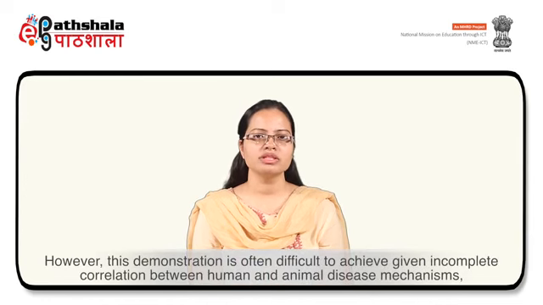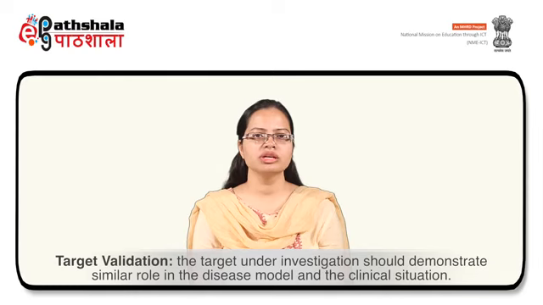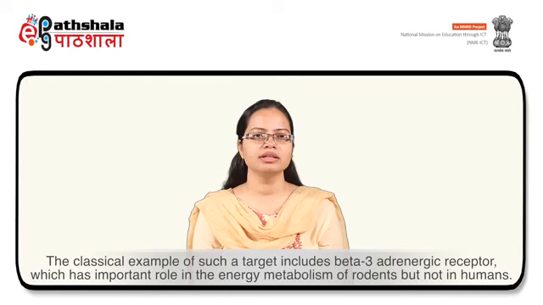However, this demonstration is often difficult to achieve given incomplete correlation between the human and animal disease mechanisms and also the inability of the approved human drugs to be active in the appropriate animal model species. In the target validation, the target under investigation should demonstrate similar role in the disease model and the clinical situation. The classical example of such a target includes beta-3 adrenergic receptor, which has important role in the energy metabolism of rodents but not in humans.